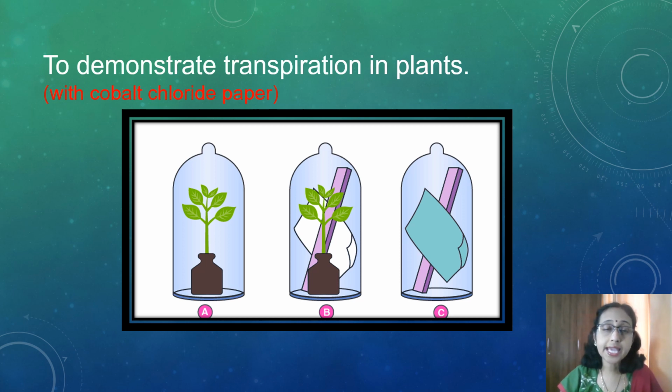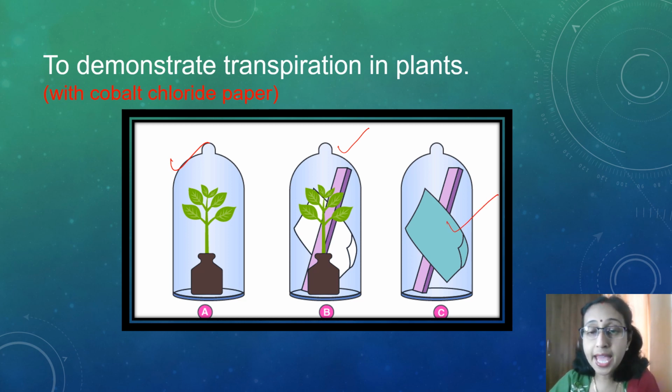Now here is the second set of experiment, to demonstrate that transpiration is happening in plants with the help of cobalt chloride paper. So we have taken three bell jars. In the first we have taken a potted plant but no cobalt chloride paper. In the second one we have kept a potted plant with a cobalt chloride paper, but in setup C there is no plant, only a cobalt chloride paper is kept.